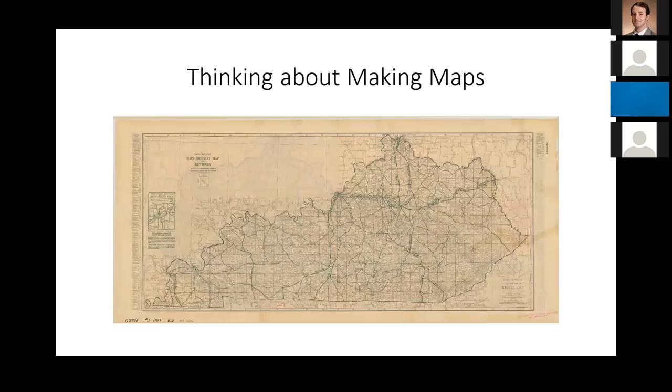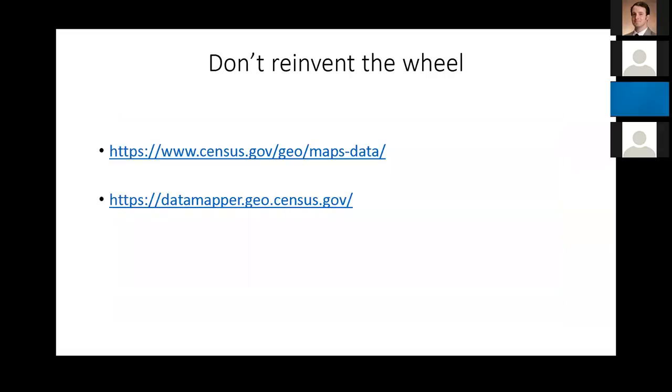So we can then begin thinking a little bit about making maps, right? This is why you're all here. The first piece of information I would give you is don't reinvent the wheel, right? So it's always a good idea to look around online to see if the map you want has already been made and is free to use. This is particularly important to do if you want to do anything with census data. The census has been pretty good about producing different maps.